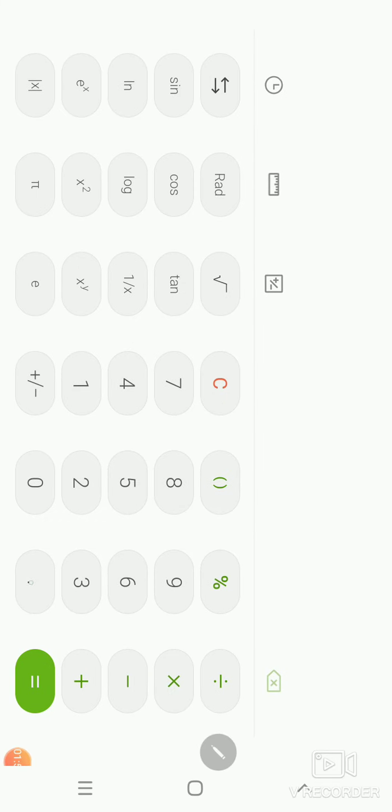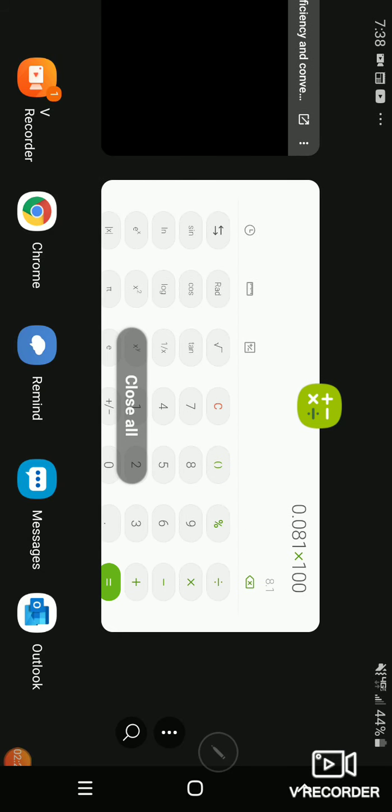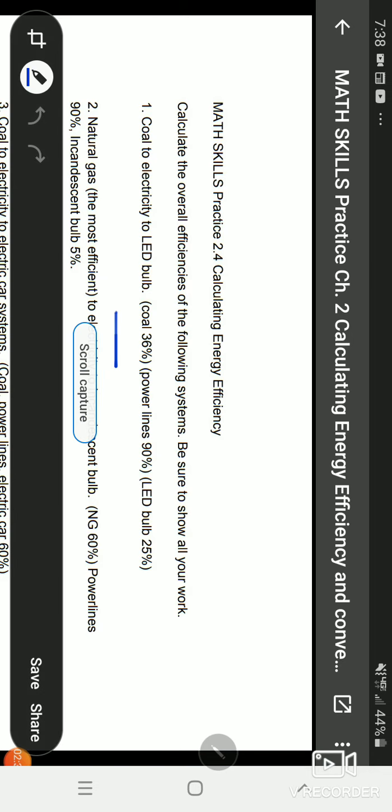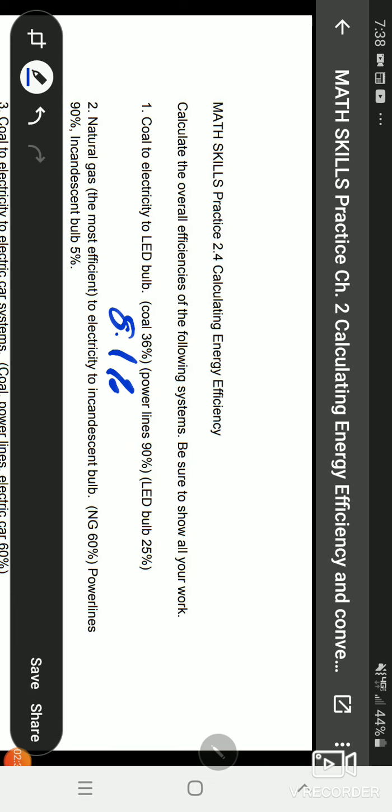So again, I'm going to take 0.36 times 0.9 times 0.25, and I'm going to get a total value of 0.081. Multiply that by 100 to change it back into percent. It's 8.1% efficient. All right. So if I go back to this, assuming that I did my math correctly, that's right here in the middle. Sorry, I lost my screen. It's going to be 8.1% efficiency. So just 8.1%, you're fine.